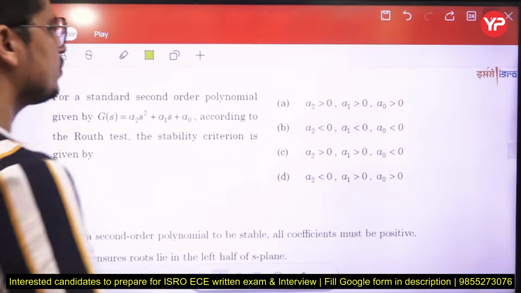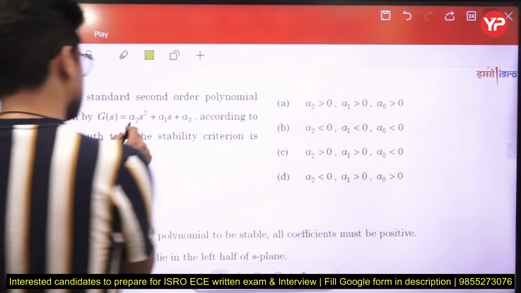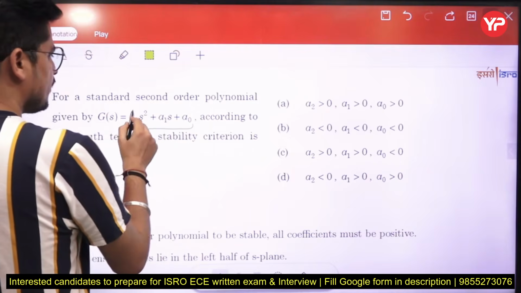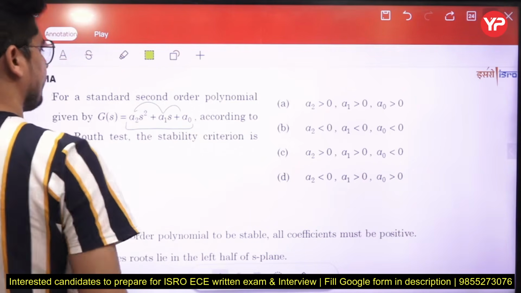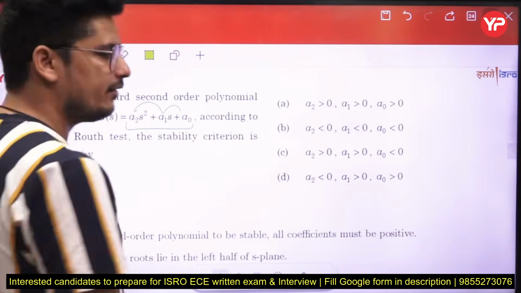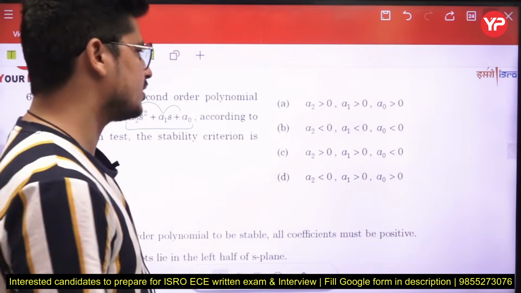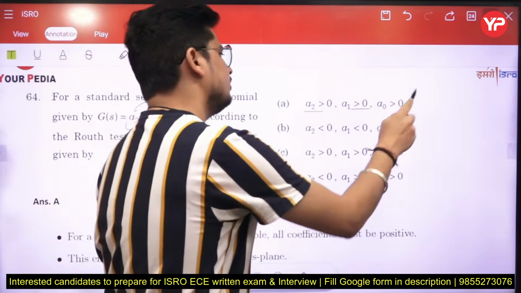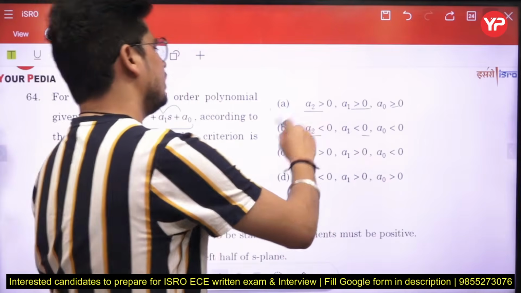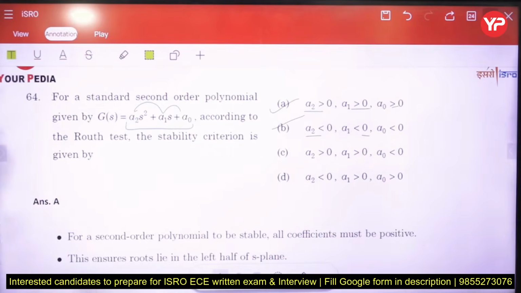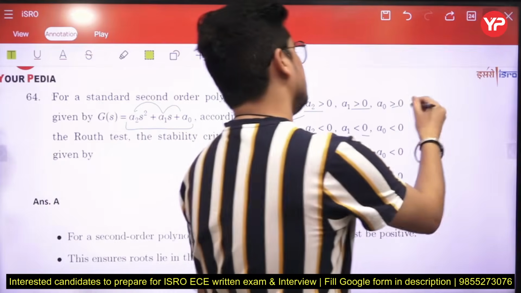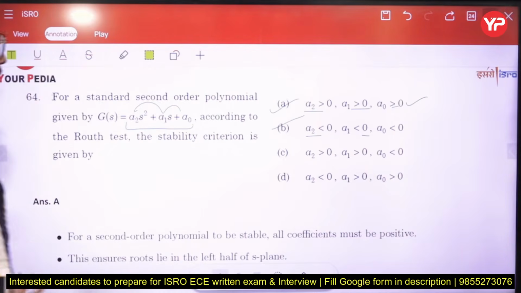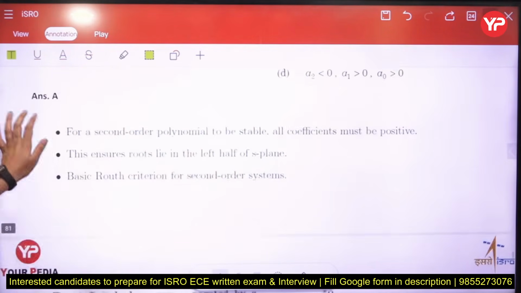The standard second order polynomial is given to you. According to the Routh criteria, the stability condition: this question has two options because it is a second order polynomial. The coefficient of each term should have the same sign, so either they are all positive or all negative. So A and B, both options are correct, but I think he will give you only A as the answer. But B is also correct, if it is stable.